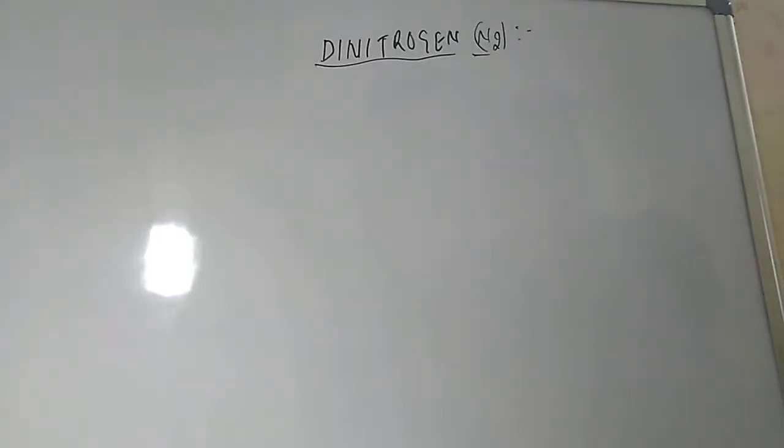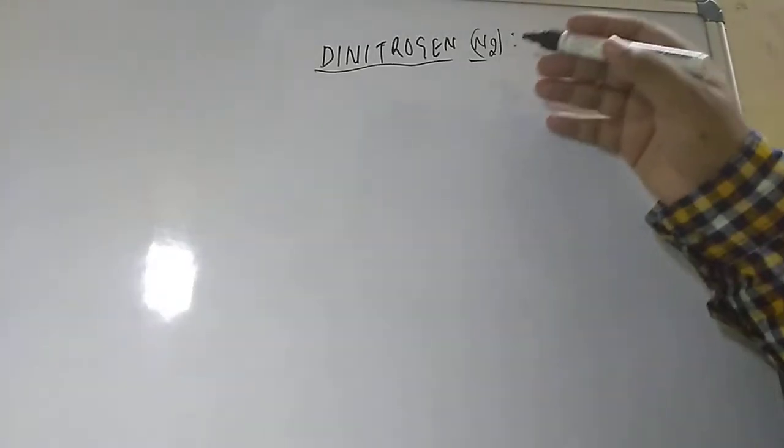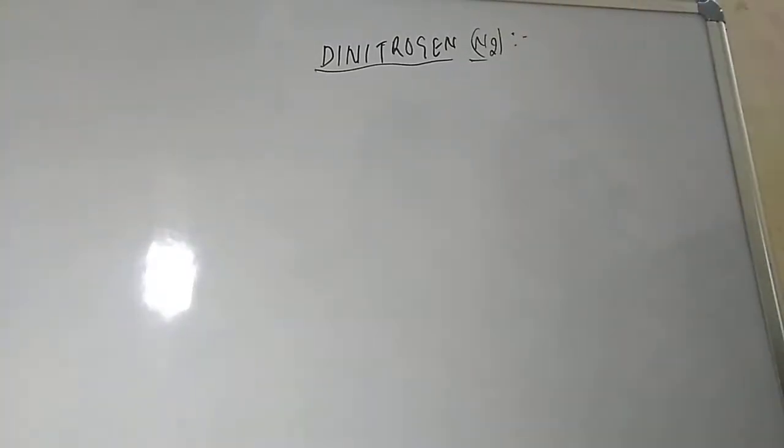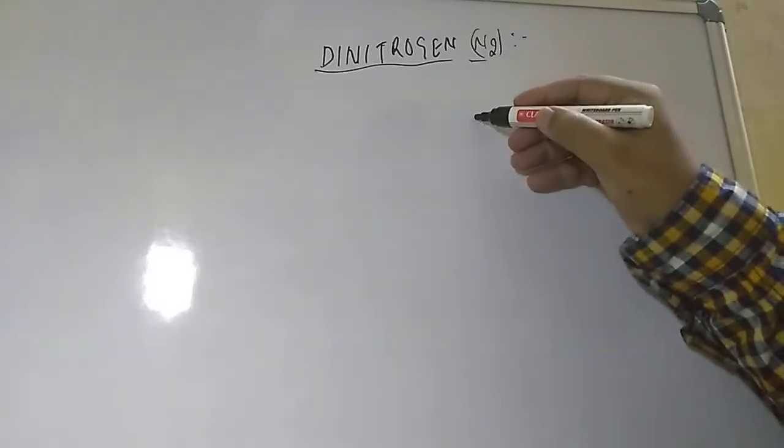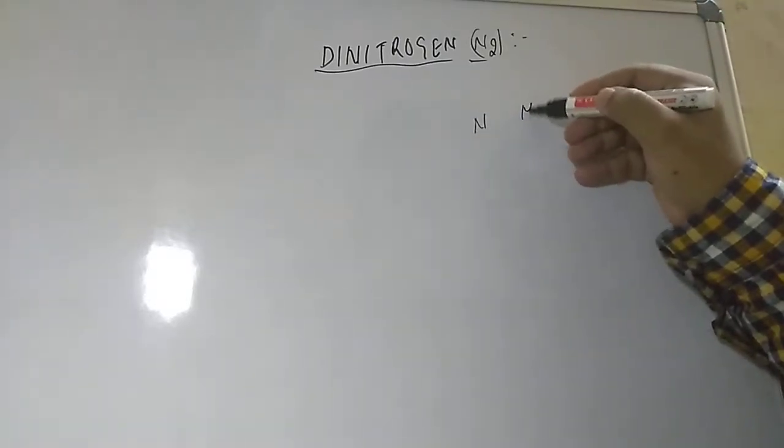Hello, good evening, friends. Today we are going to study the physical properties, chemical properties, and all the properties of dinitrogen. So let us see what dinitrogen is. We know that nitrogen exists in the form of a dimer. Why does it exist in the form of a dimer? Because it has a very small size.